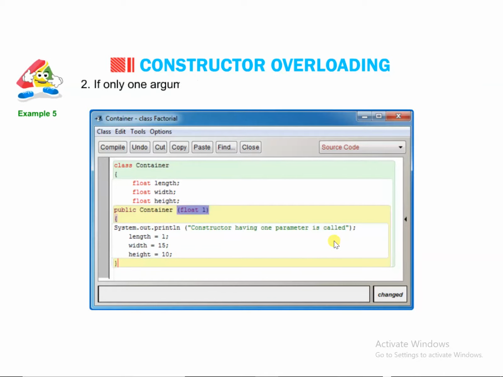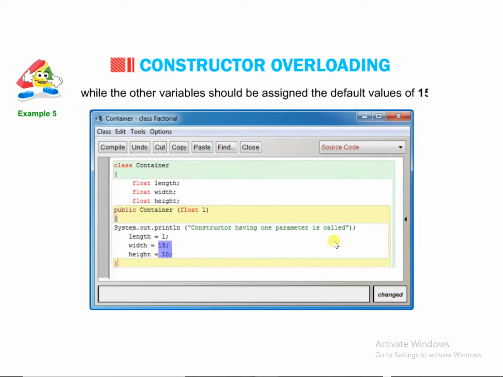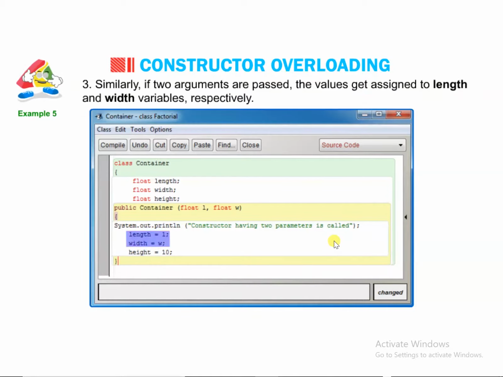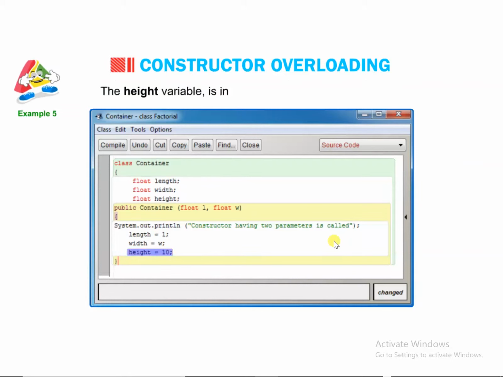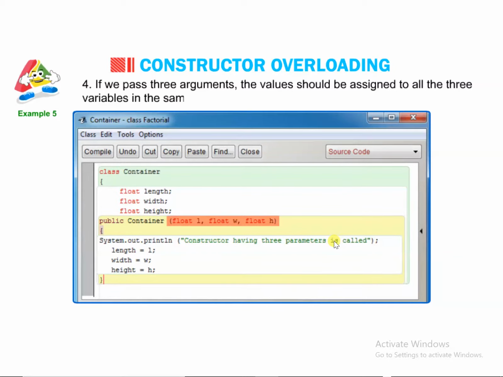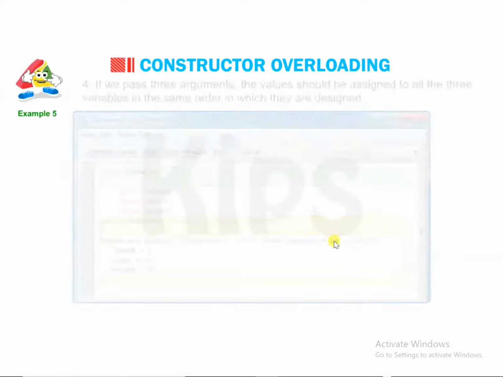Number 2. If only one argument is passed, that value should be assigned to the length variable, while the other variables should be assigned the default values of 15 and 10. Number 3. Similarly, if 2 arguments are passed, the values get assigned to length and width variables respectively. The height variable is initialized with the default value of 10. Number 4. If we pass 3 arguments, the values should be assigned to all the 3 variables in the same order in which they are designed.